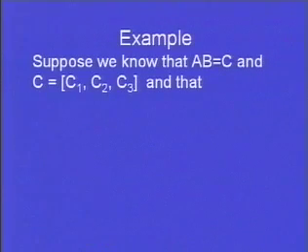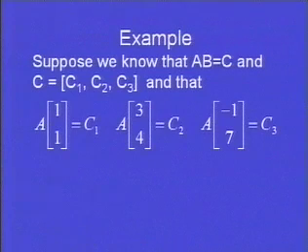Okay, here's an example. Suppose we know that A times B is equal to C, and C is made up of C1, C2, and C3. And suppose we also know that A times (1, 1) is equal to C1, A times (3, 4) is equal to C2, and A times (negative 1, 7) is equal to C3. And our instructions are now to find B.